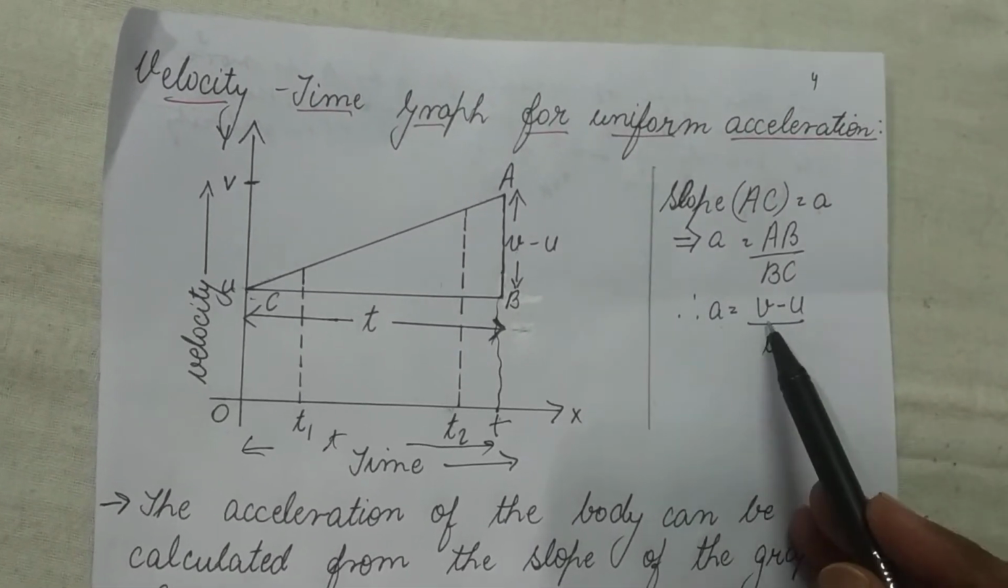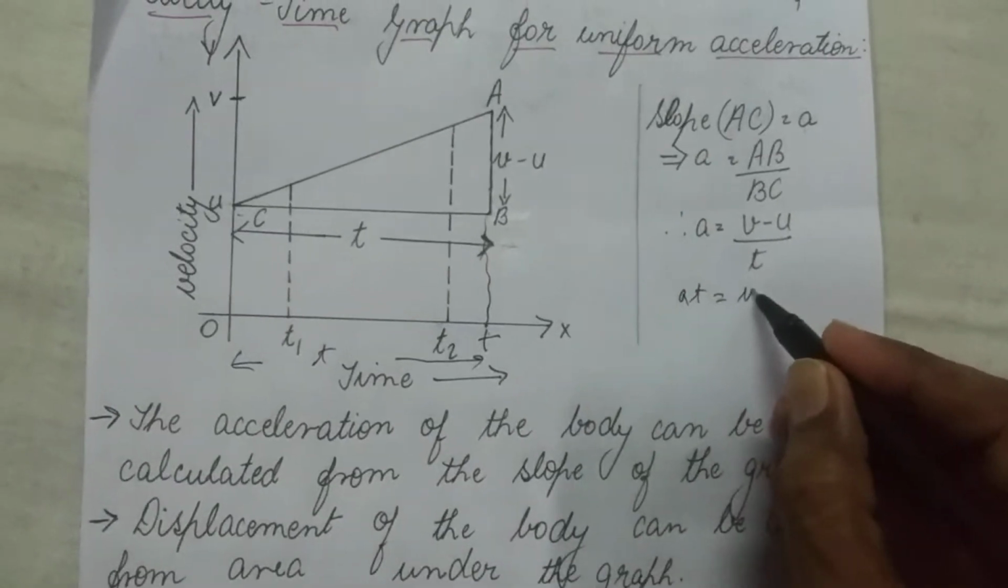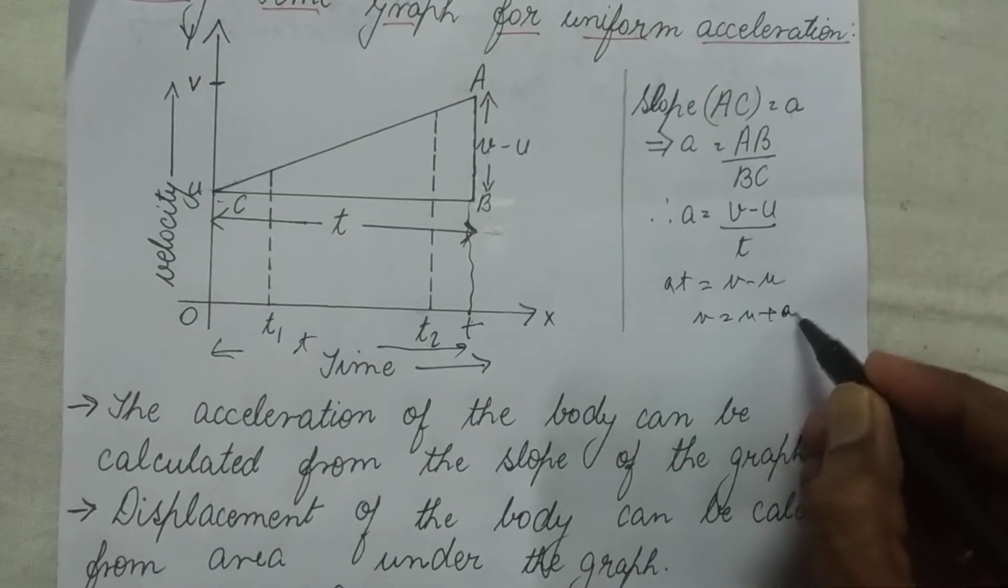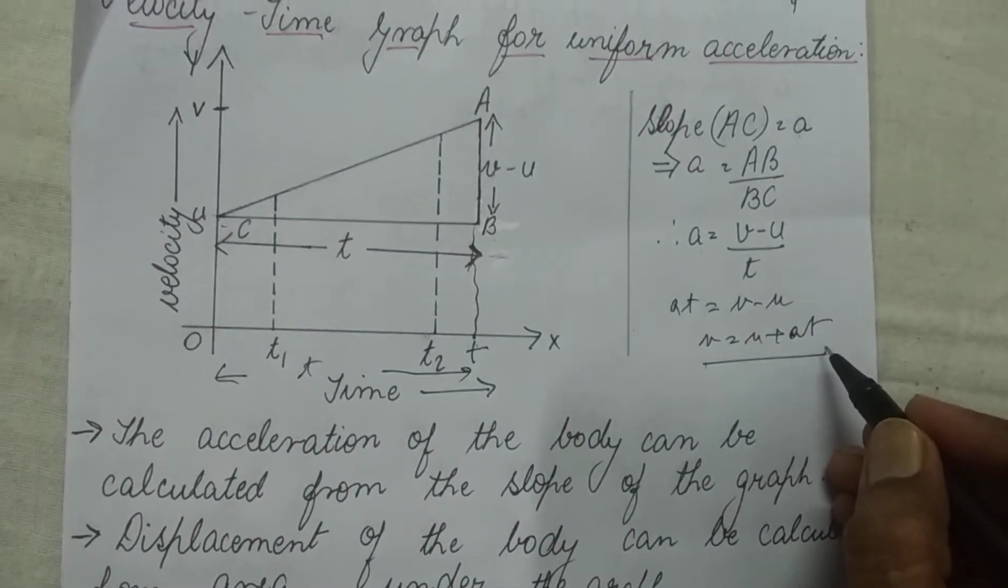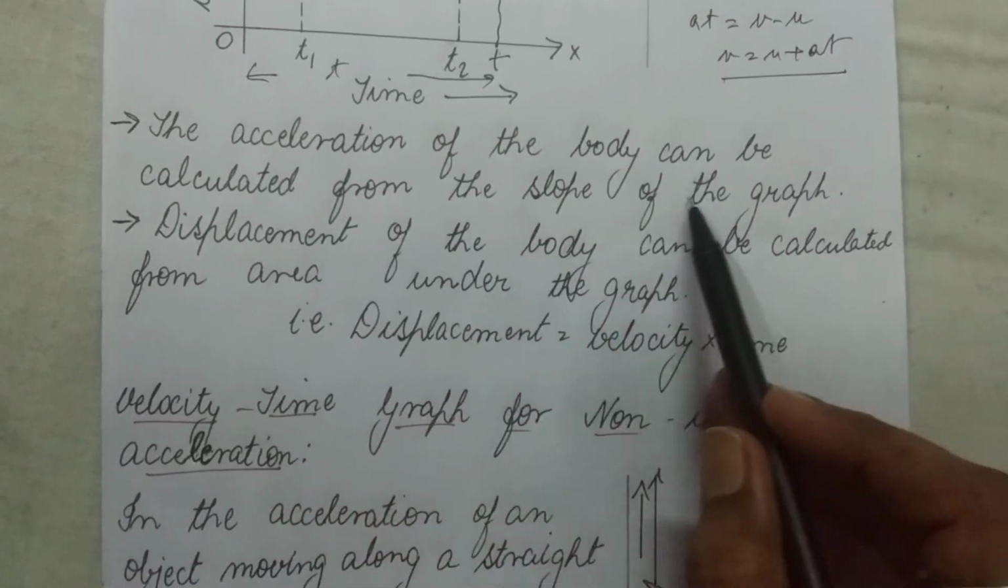We can say A is equal to V minus U upon T. So AT is equal to V minus U, and V is equal to U plus AT. This is the first equation of motion. So the acceleration of the body can be calculated from the slope of the graph.